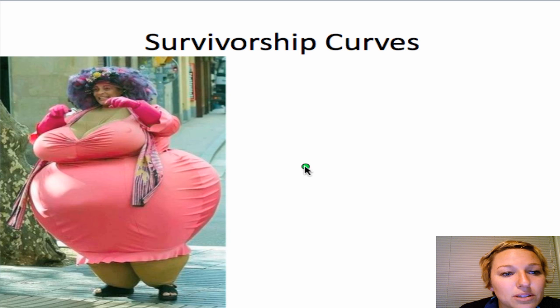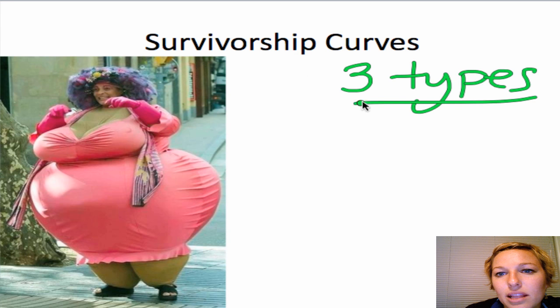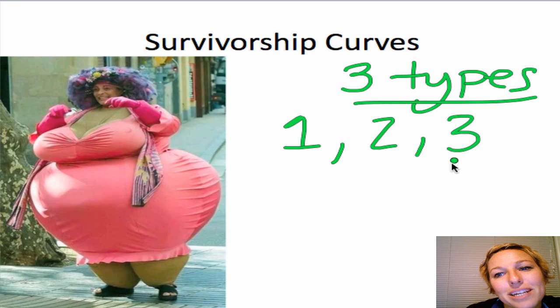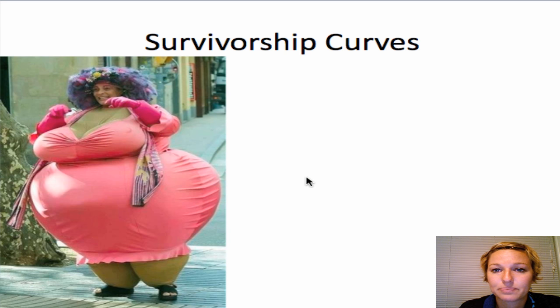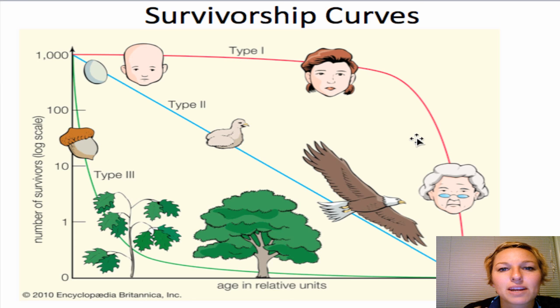So survivorship curves are just another way that we look at the death rate of a population, in the individuals of that population, compared to where in their lifetime that death rate is going to be the highest or the lowest. And there's 3 types of survivorship curves, and they're really cleverly named. There's type 1, there's type 2, and there's type 3. So let's take a look at those. Okay, so these are survivorship curves.